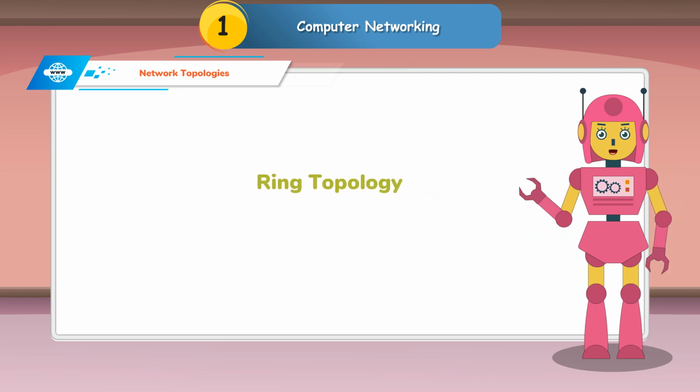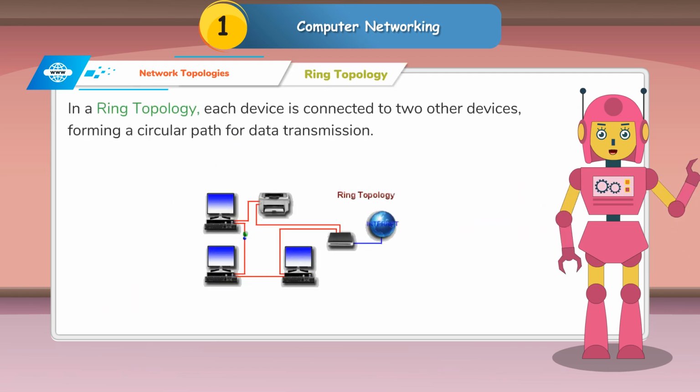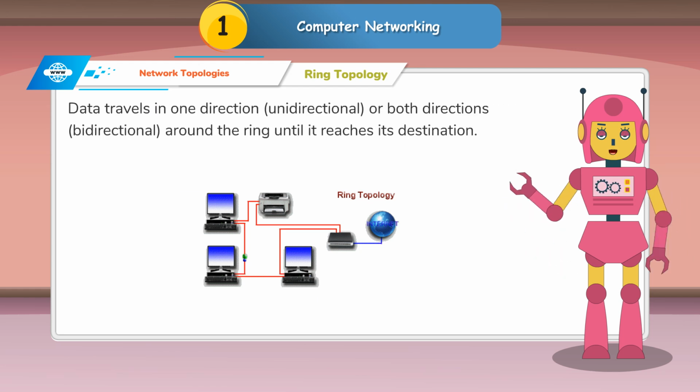Ring topology. In a ring topology, each device is connected to two other devices, forming a circular path for data transmission. Data travels in one direction, unidirectional, or both directions, bidirectional, around the ring until it reaches its destination.